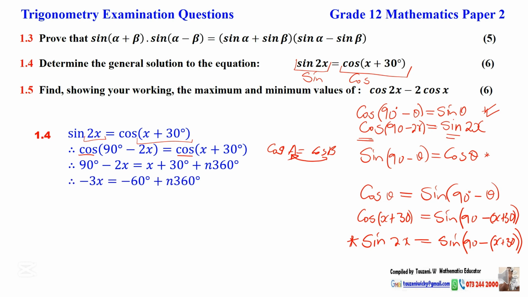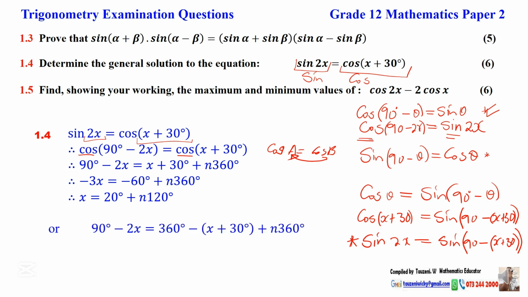The negative 2x and this x, they give us minus 3x. 90 and 60 will become minus 30, because 90 going to the right hand side will become 30 minus 90, which gives us minus 60. Dividing the whole equation by negative 3 gives us x is equal to 20 plus n times 120. That is my first general solution.